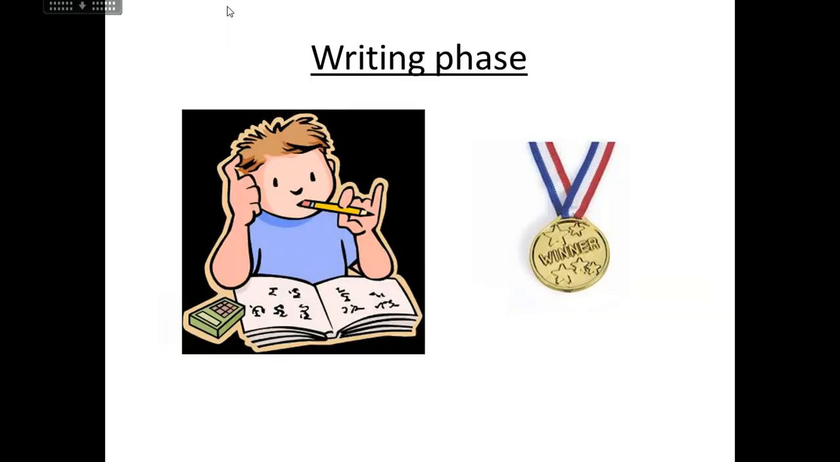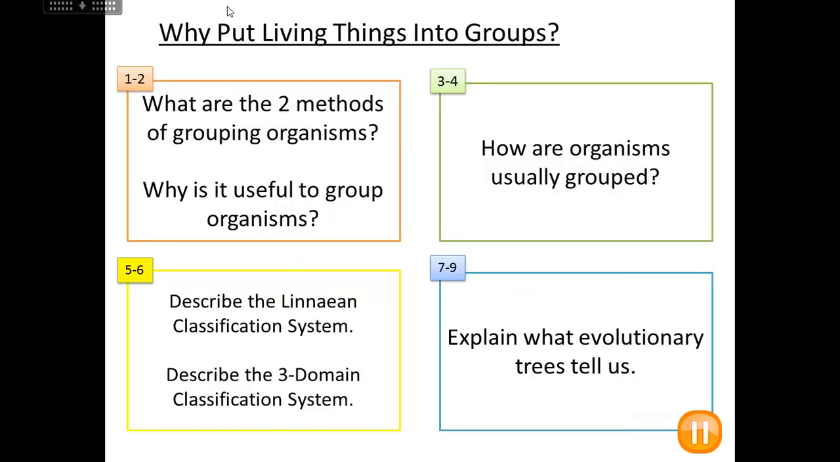So hopefully now you've got pen and paper and everything ready, and you need to have a go at the writing phase. So pause the video and give yourself plenty of time. You probably don't really need more than 20 minutes. So for grades 1 to 2, what are the 2 different methods of grouping the organisms and why do we do it? Why is it useful for us to do that?